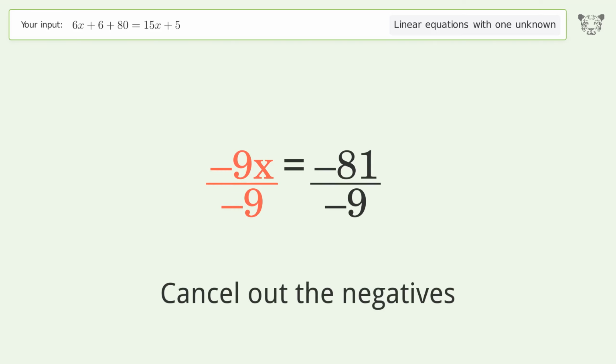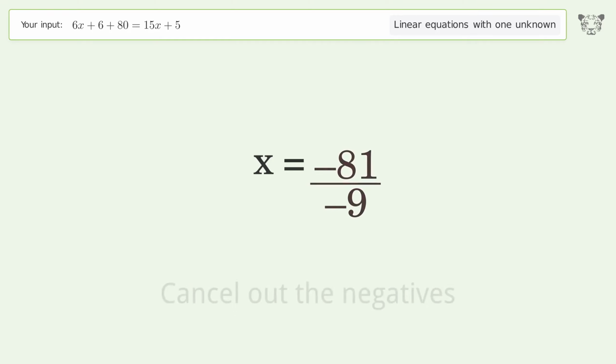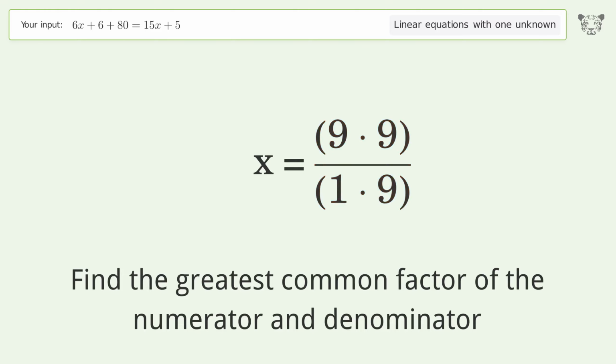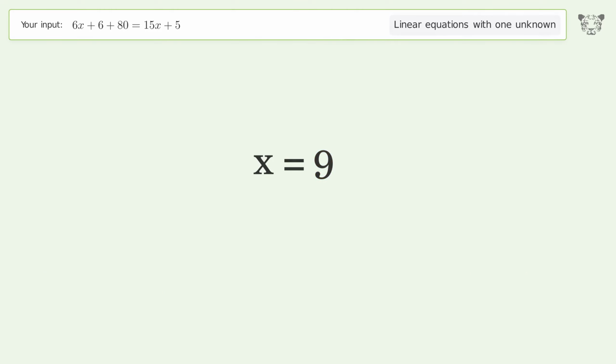Cancel out the negatives. Simplify the fraction. Cancel out the negatives. Find the greatest common factor of the numerator and denominator. Factor out and cancel the greatest common factor. And so the final result is x equals 9.